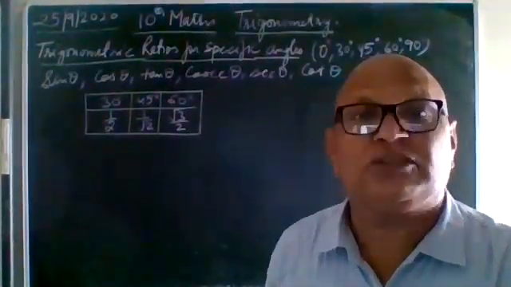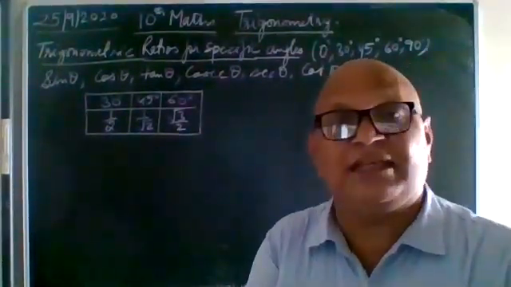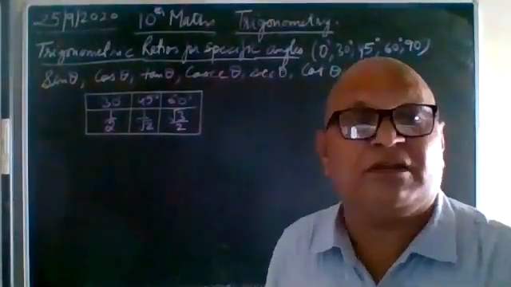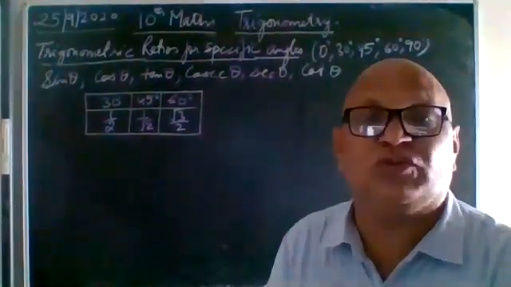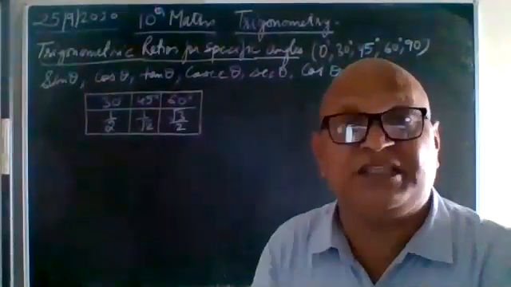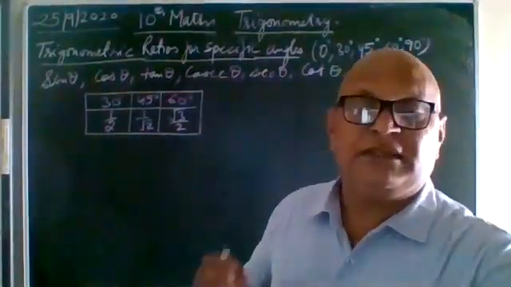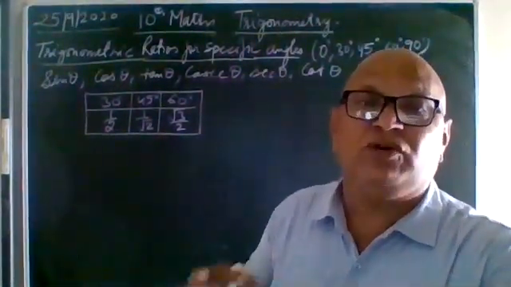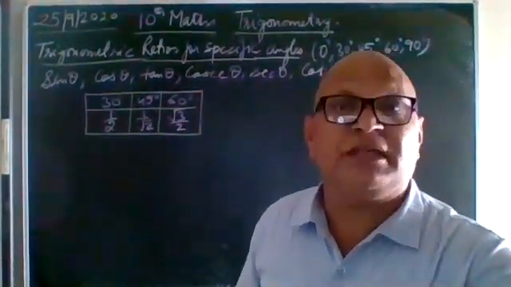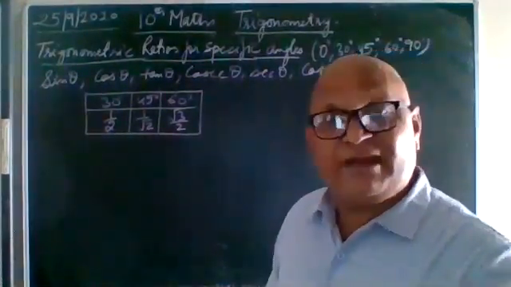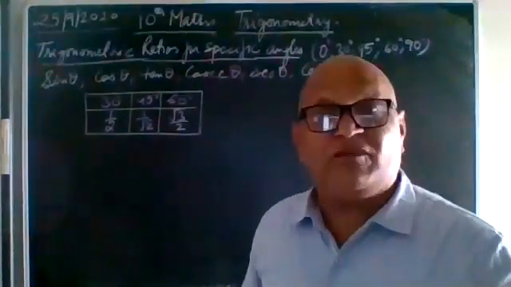√2. Understood? So if I say cosec 30, you know sin 30 is 1 by 2. The reciprocal of sin 30 is 2. So sin 60 is root 3 by 2. If I ask you cosec 60, so cosec 60 is the reciprocal of sin 60, which is root 3 by 2. So that is 2 by root 3. So this is how, if you know the values of sin 30, sin 45, sin 60, you will be able to write the value of cosec.